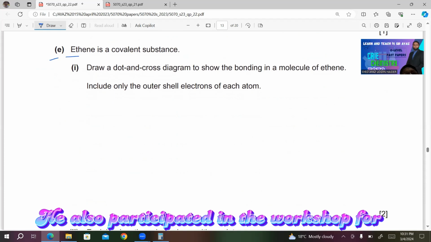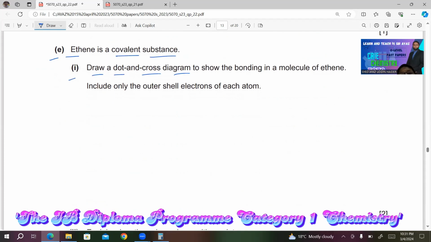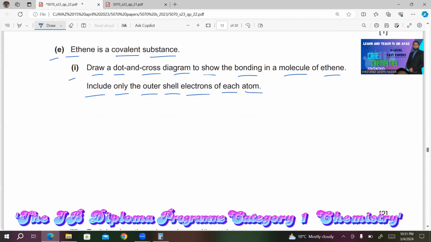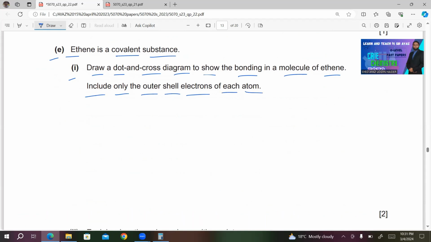Part E. Ethene is a covalent substance. Number 1, draw a dot and cross diagram to show the bonding in a molecule of ethene. Include only the outer shell electrons of each atom. So what I will do, first of all, I am going to write the molecular formula of ethene. This is the first member of alkene with the value of N as 2. This is the general formula for alkene, CnH2n. So the formula must be C2H4.